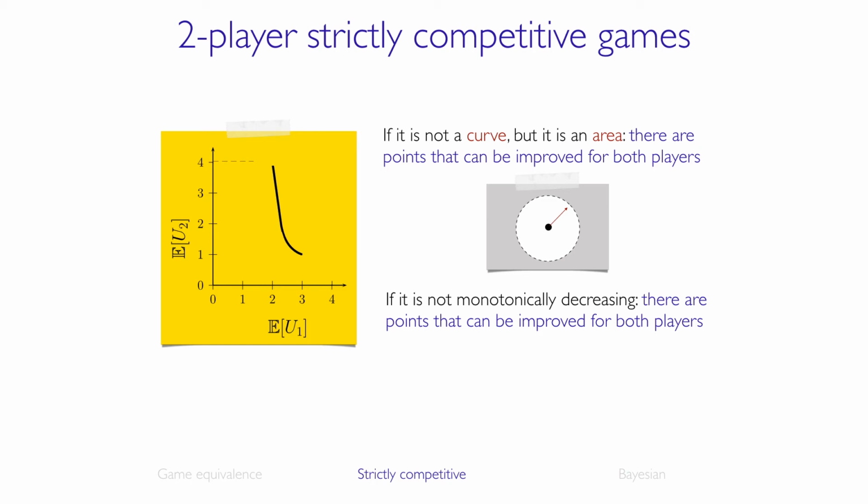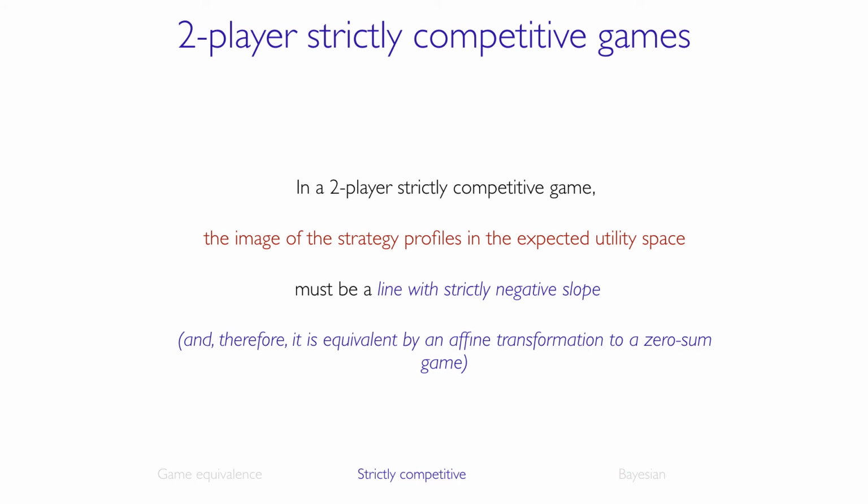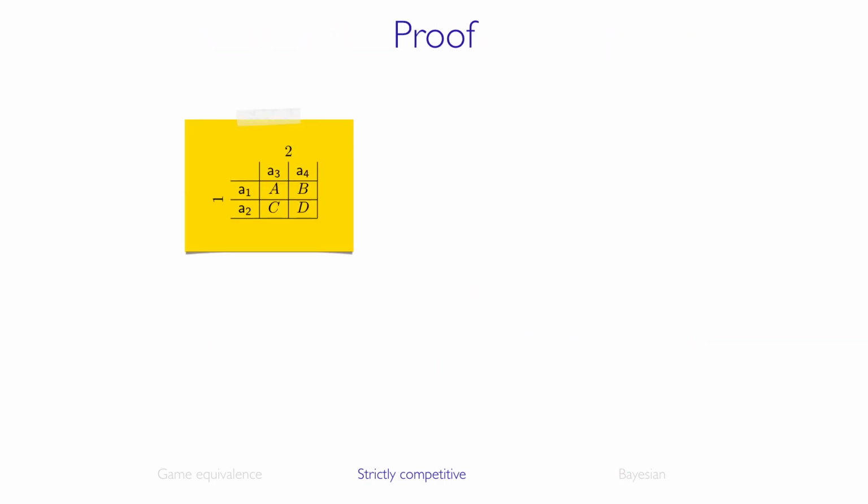In addition, let us notice that the image cannot be discontinuous, since the strategy profile space is a compact set and the utility function is a continuous function. The main result is that in two-player strictly competitive games, the image of the strategy profiles in the expected utility space cannot have any shape. It must be a line with a strictly negative slope. Therefore, by means of an affine transformation, it is equivalent to a zero-sum game. The proof is very simple and it is based on geometrical arguments.